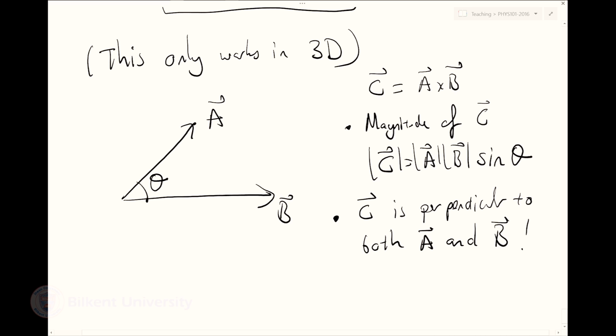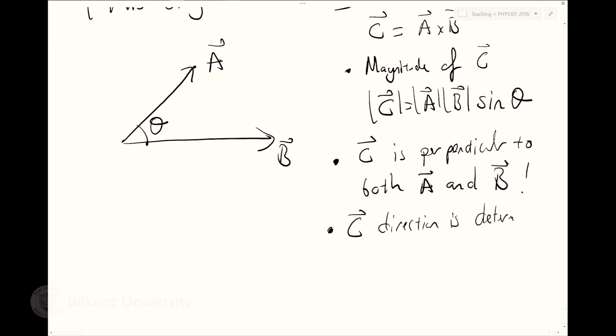So my definition is still not fixed. I'm perpendicular to both A and B, but I need one more rule. C direction is determined by the right hand rule.